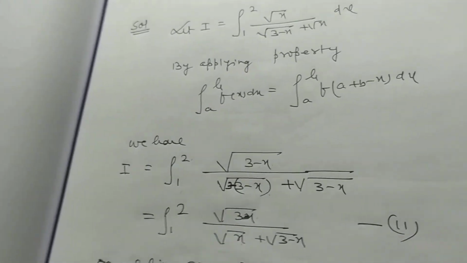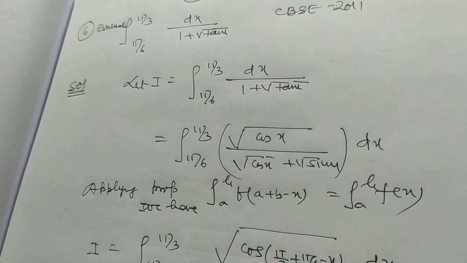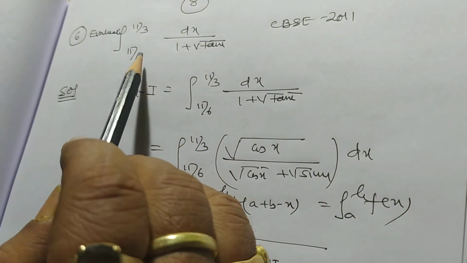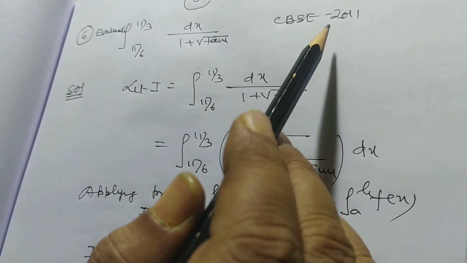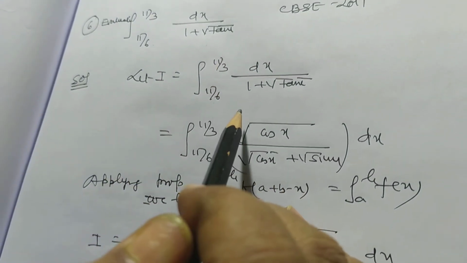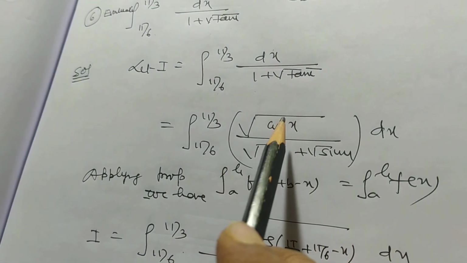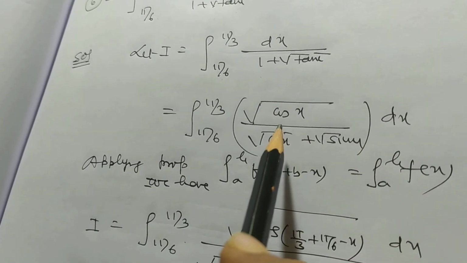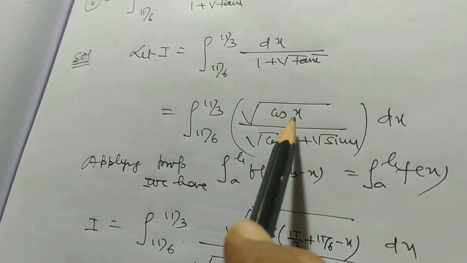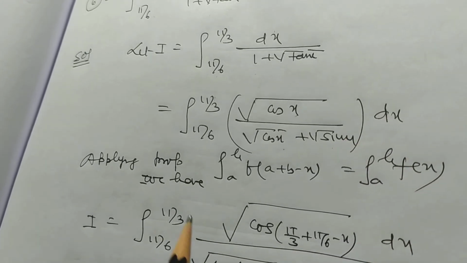So my dear students, now we want to discuss problem number 6. It is very, very important. Integral pi by 6 to pi by 3 dx by 1 plus root tan x. We simplify it up to some extent. Now it will be in the form of integral pi by 6 to pi by 3 root cos x by (root cos x plus root sin x) dx.